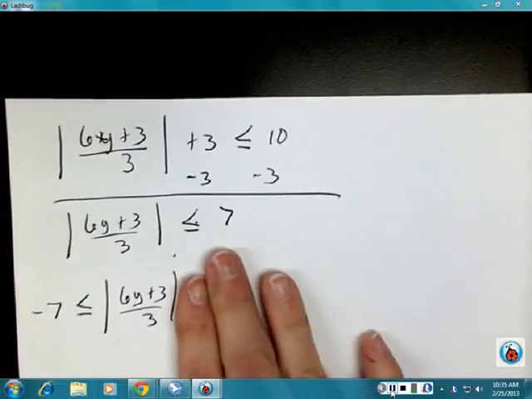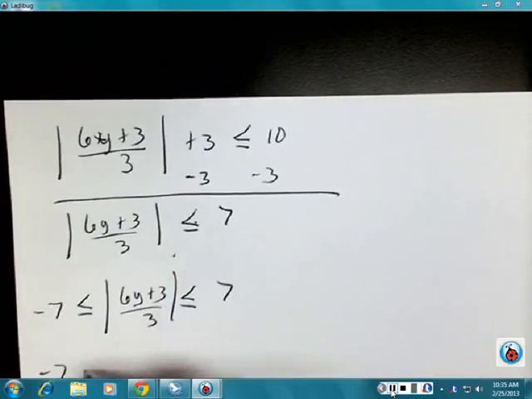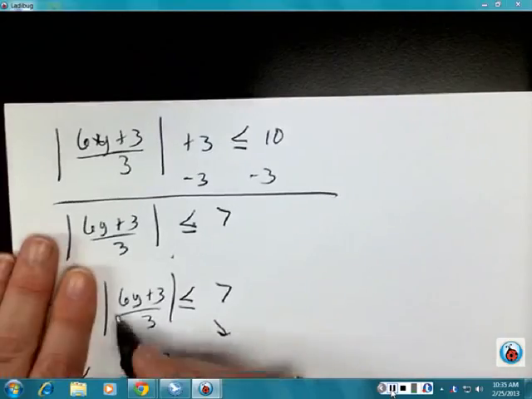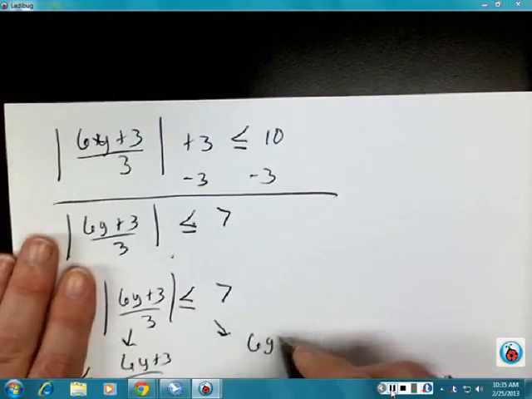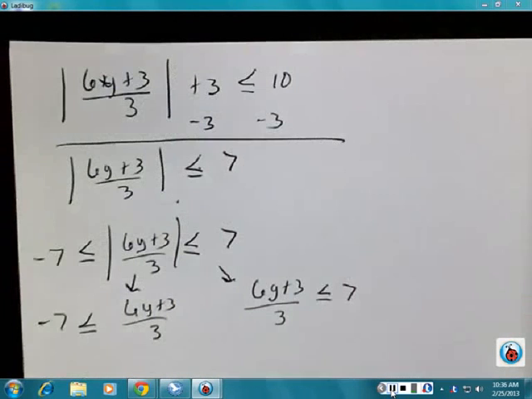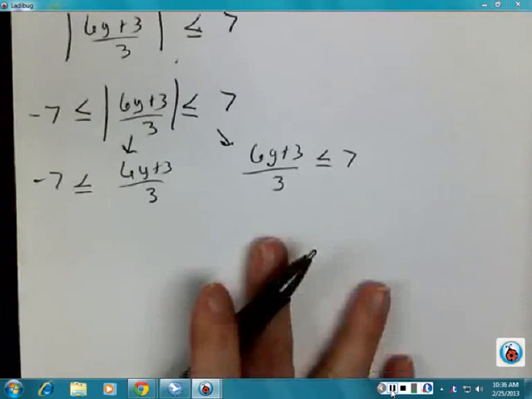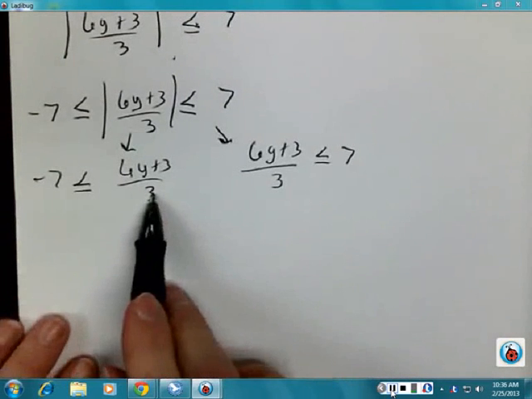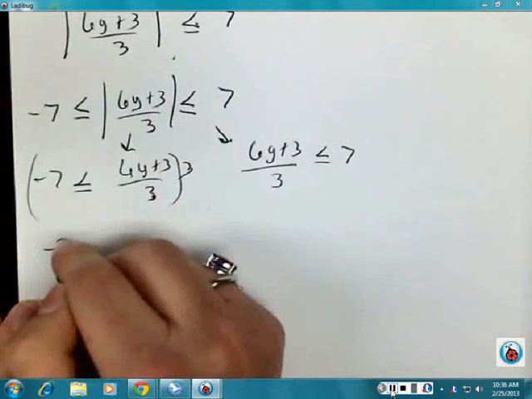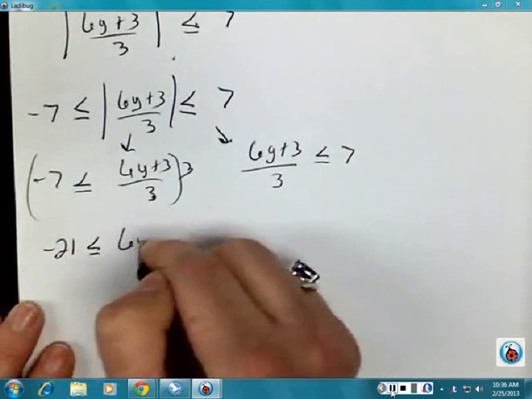One's the first one, and I drop my absolute, so negative 7 is less than or equal to (6y plus 3) over 3. That's one. The second one is the last piece: (6y plus 3) over 3 is less than or equal to 7. And then I need to solve it. So, what happens when I solve this one? I've got to get rid of the 3, so times everybody by 3. So I get negative 21 is less than or equal to 6y plus 3.